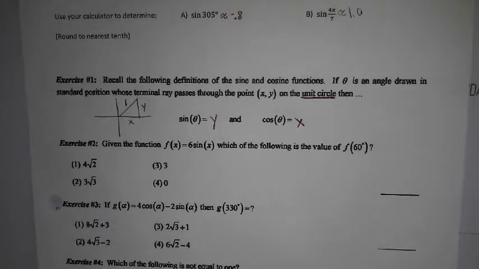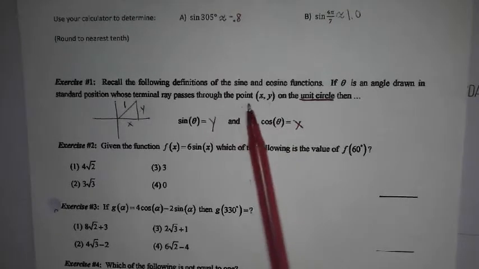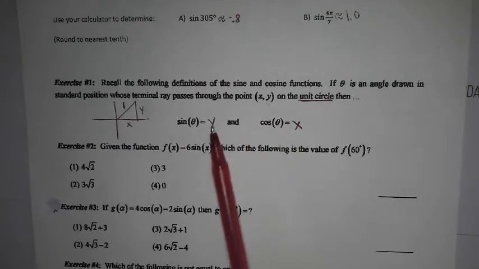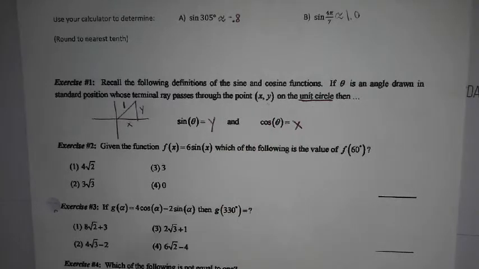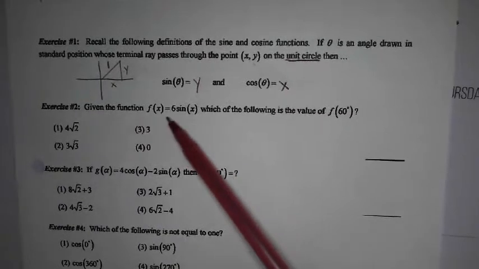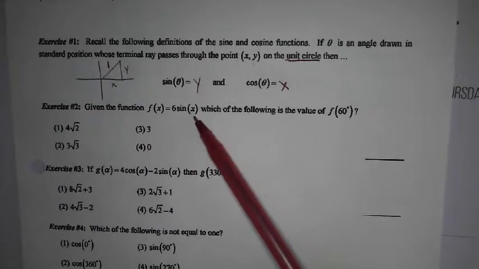If you ever have a point and you know it's on the unit circle and they ask you for the sine value, it's just the y coordinate. The cosine value just steals the x coordinate. Okay? In exercise 3 here, we're just asked to do a little function notation work with trig.